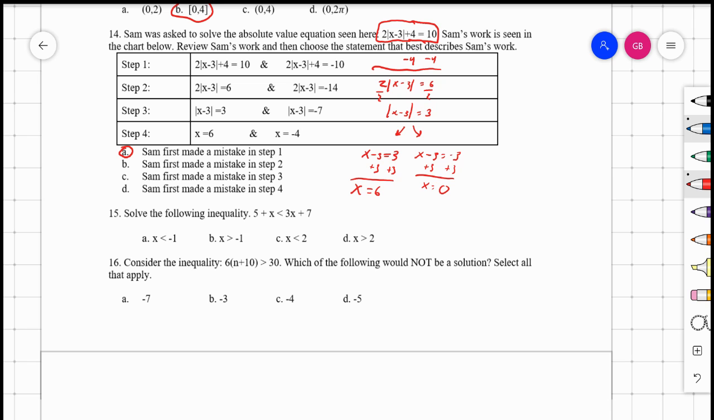Okay, solve the following inequality. Let me do that over here. We have more space. Okay, and I want the variable on the right side. You see how on the answers, the variable's on the left side. So I'm going to subtract 3x from both sides first.